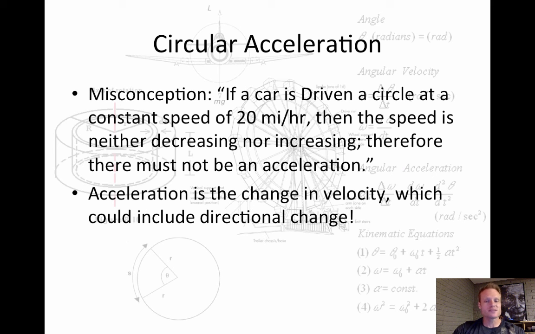So one misconception is, well, if a car is driven in a circle at a constant speed of 20 miles per hour, then the speed is neither decreasing nor increasing. So therefore, there must not be an acceleration. Okay, and that's a misconception that students have. If you're just going in a circle at a constant speed, you would assume there's no acceleration, right? But remember, acceleration is the change in velocity, which could also just include a directional change. So it doesn't always have to be a numerical value change. It can just be a directional change, and that is the case here for circular acceleration. Basically, your direction is constantly changing, and that's causing your velocity to constantly be changing.